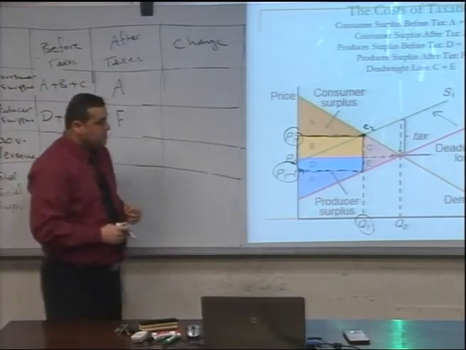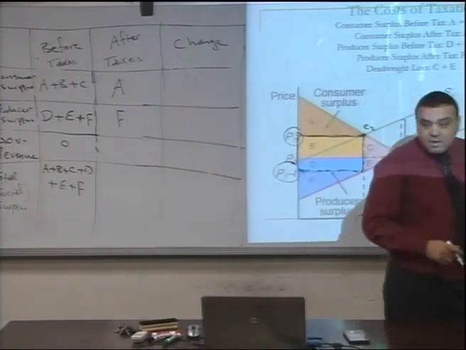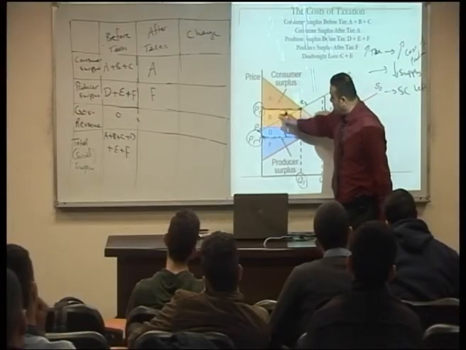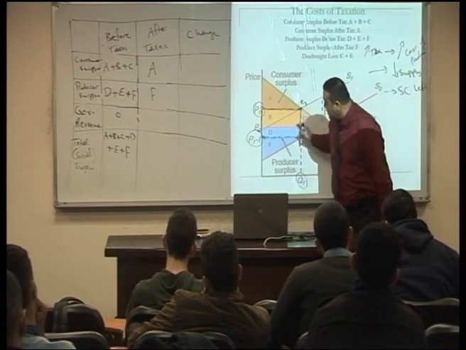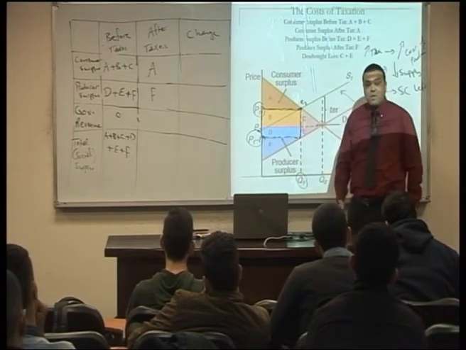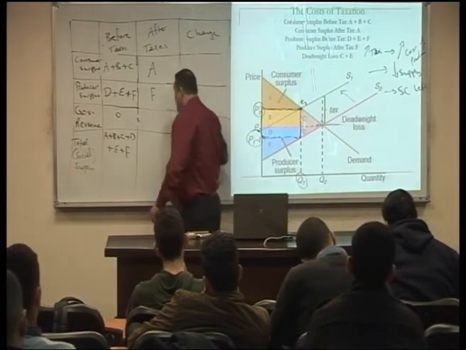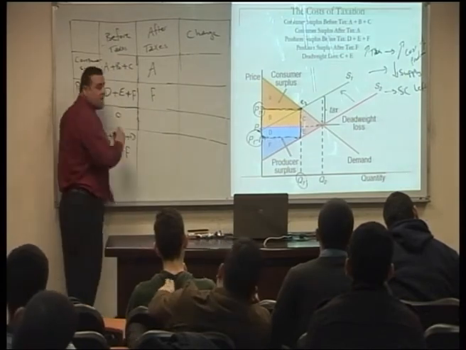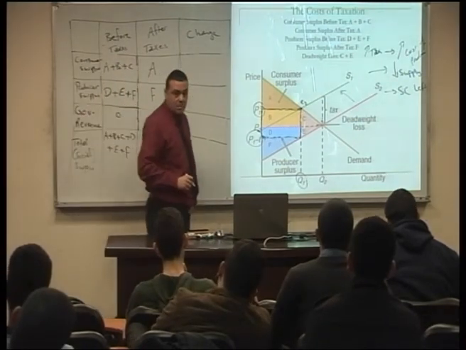What's the government's share? B and D. This rectangle plus this one. B and D are the government revenue of tax.